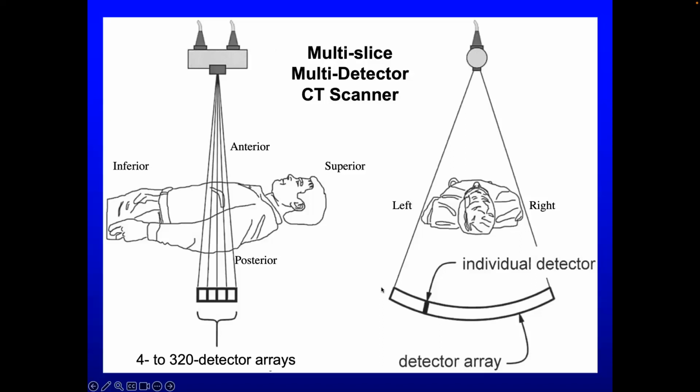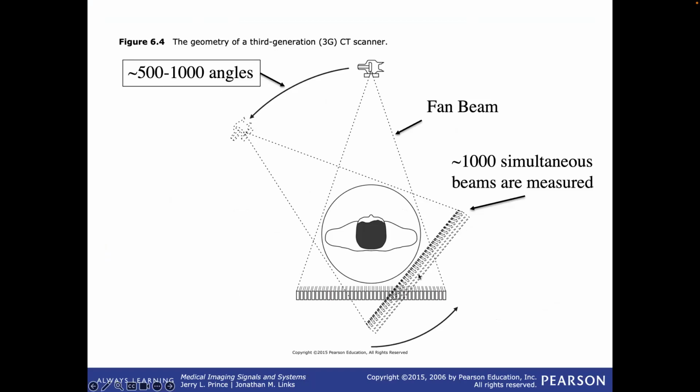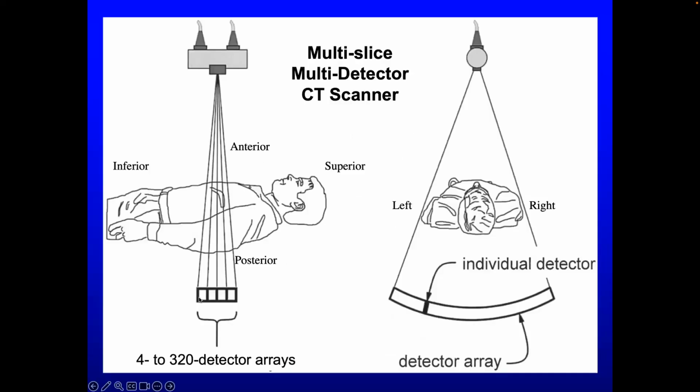And then along comes multi-slice, where you say, okay, I've got this detector array. What if I stacked detector arrays one on top of the other, right? Can I go faster? And yes, you can go faster. So if I put 4 detector arrays stacked one on top of the other, I can go 4 times as fast to scan the whole body, right?